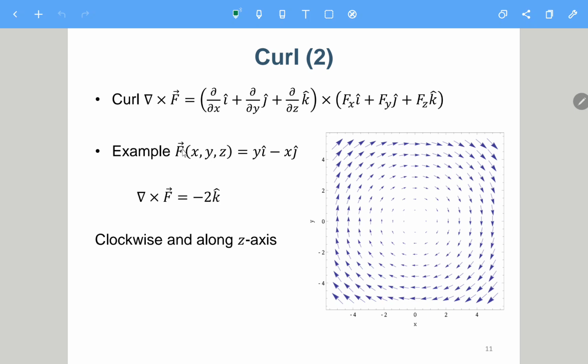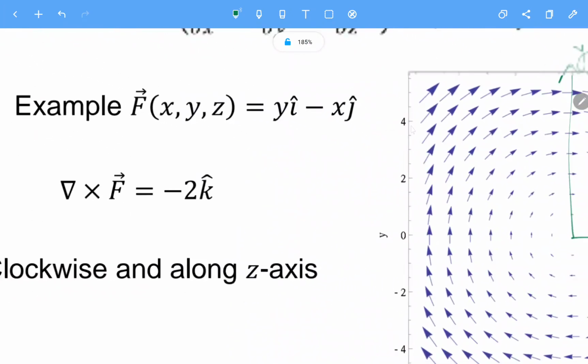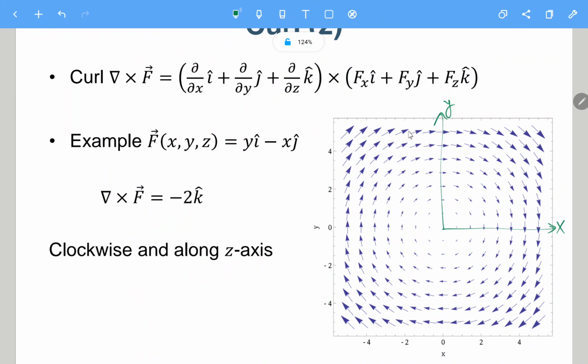let's say F(x, y, z) to be y i hat minus x j hat. Okay, without k hat, so it doesn't have the third dimension. So this is the x-axis, this is the y-axis. Let's try to substitute some point in that. Let's say if it is 0, 0, 0, which means that at the origin, it should be a zero vector.